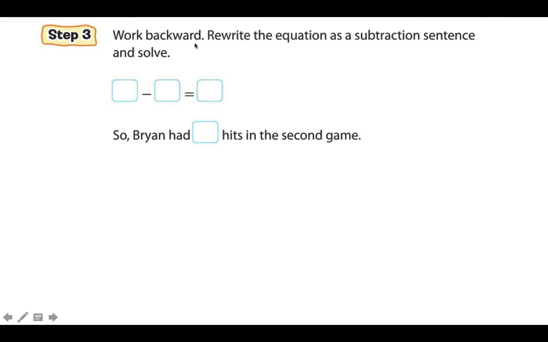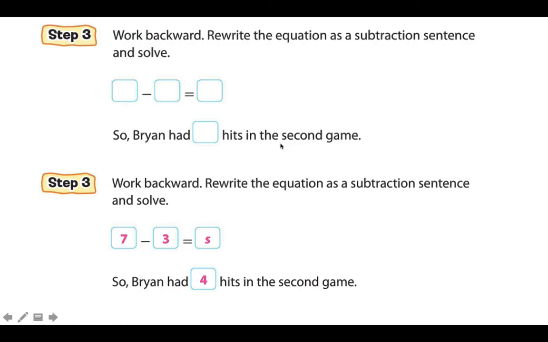Now, let's work backwards. Write the equation as a subtraction sentence and solve. So we have an S, we have a 3, and we have a 7. S plus 3 equals 7. Pause the video and try to come up with a subtraction problem that we can use that'll help us find the number of hits Brian got in the second game.